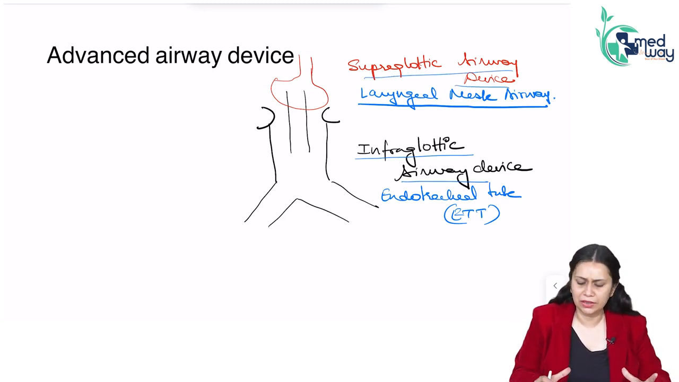So let us start our discussion with the endotracheal tube, the most commonly used airway device and the most primitive airway device also. This was one of the first airway devices which came into existence, and it is still the commonest one in clinical use.